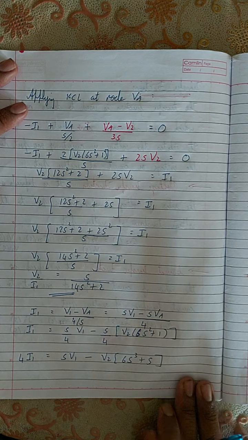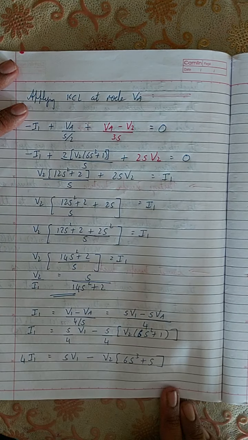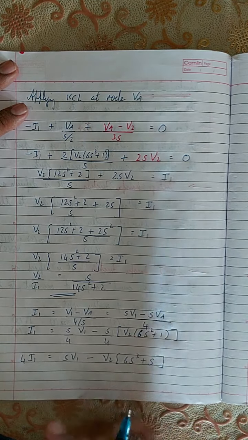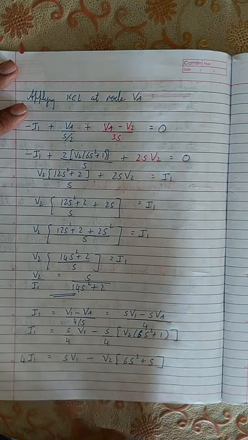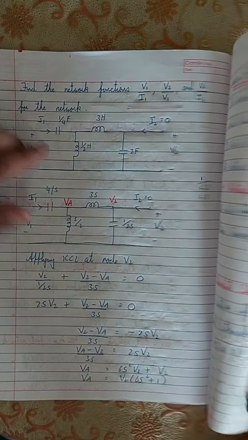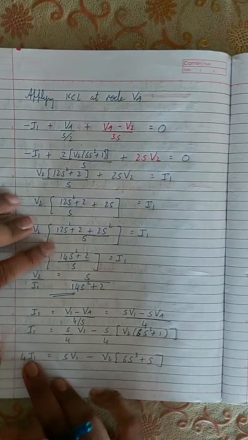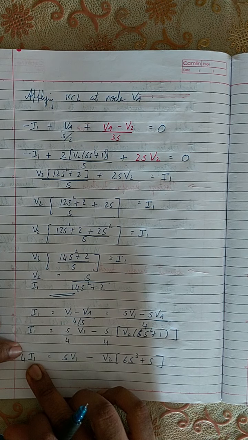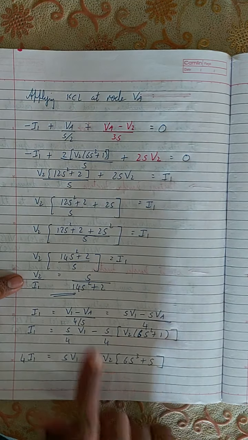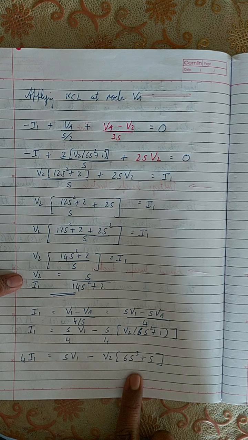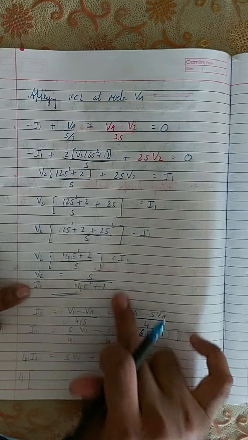The problem with this equation is that it has all three terms, I1, V1, V2. I need to remove one of them. Which one? I think I'll remove I1, then I can find the value of V2 by V1. So I can use this equation to remove I1. Why I'm using this equation is because it has V2 and V2 is already over here. So 4 into, what is the equation for I1? From here you can write the equation for I1.